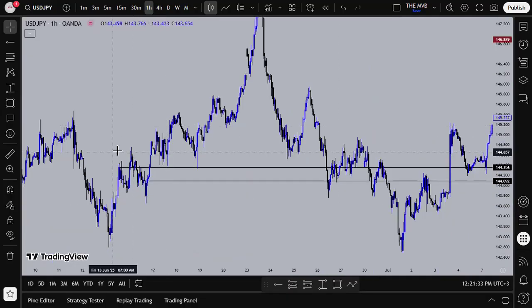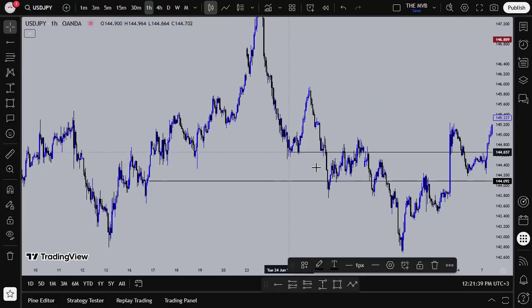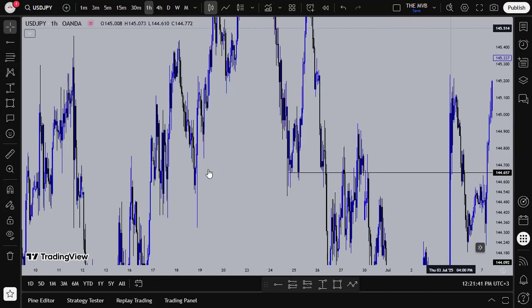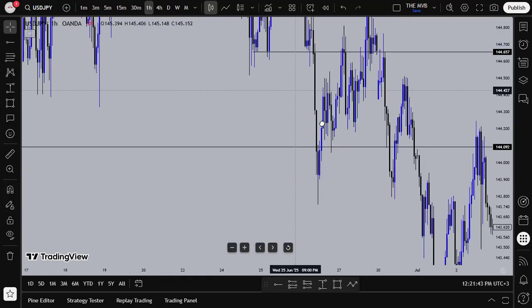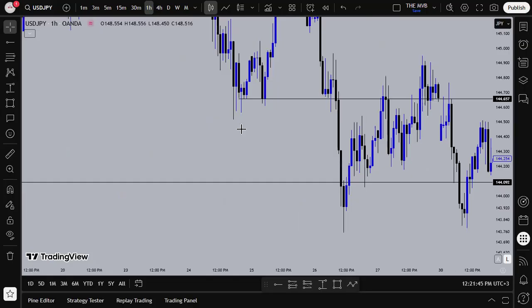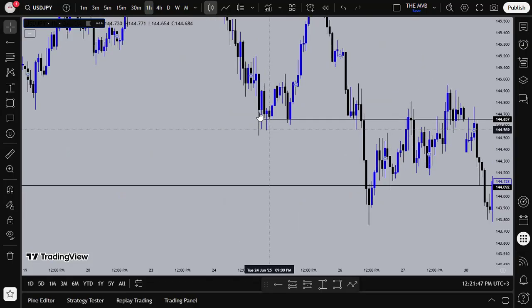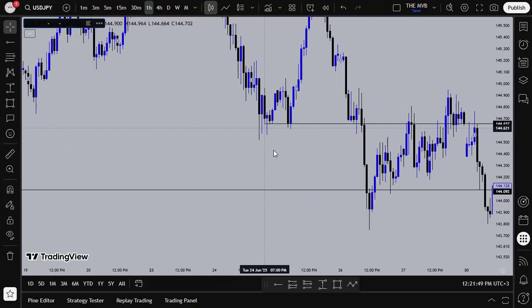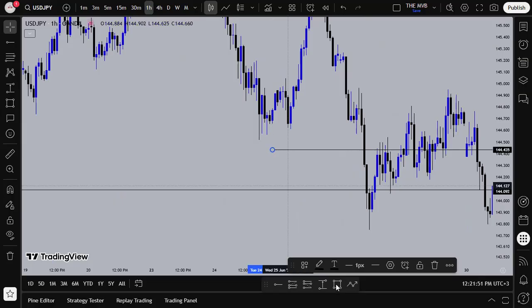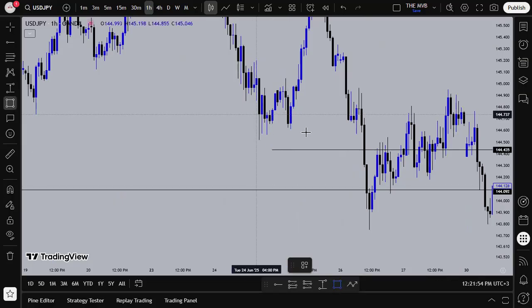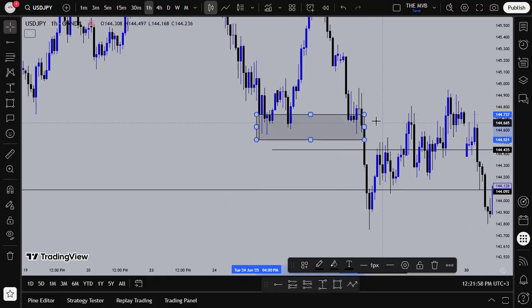So that is how we take these zone flip entries. And also you can see here, this is our last low. The last selling candle was this one, and you can mark out this level as your level of resistance or support.